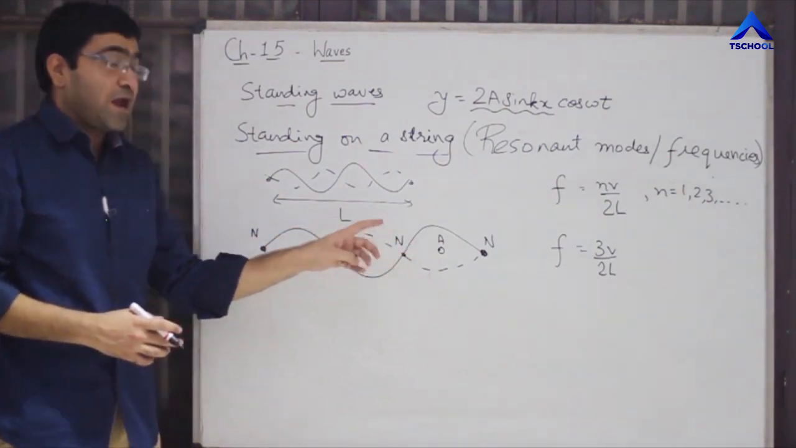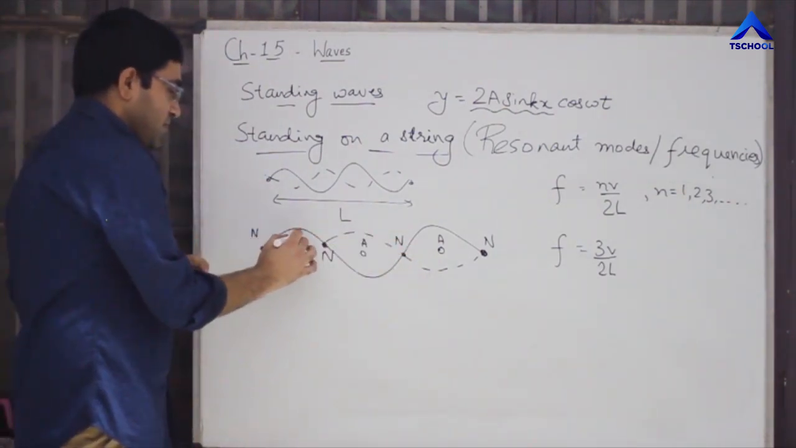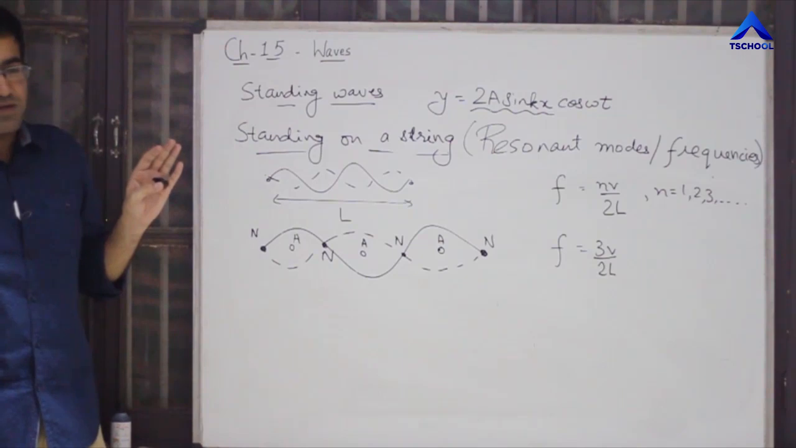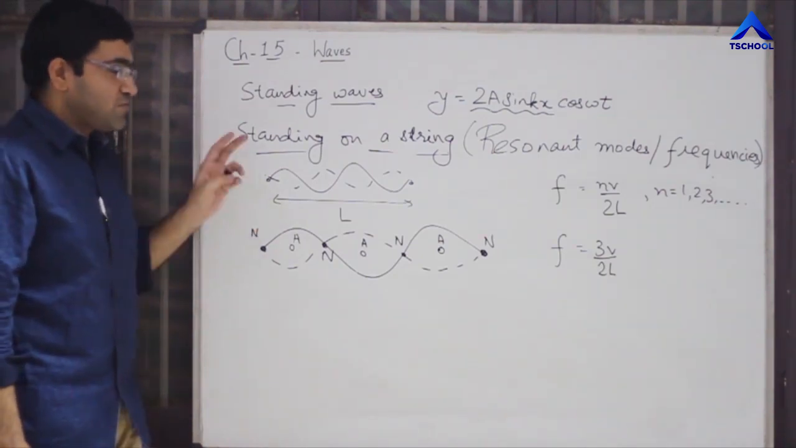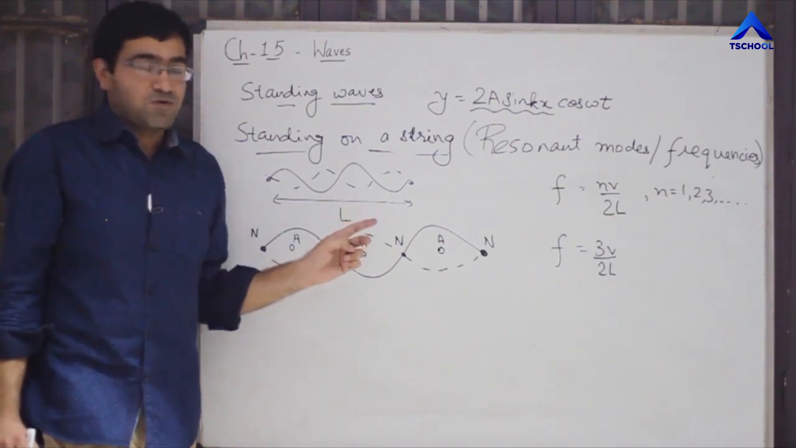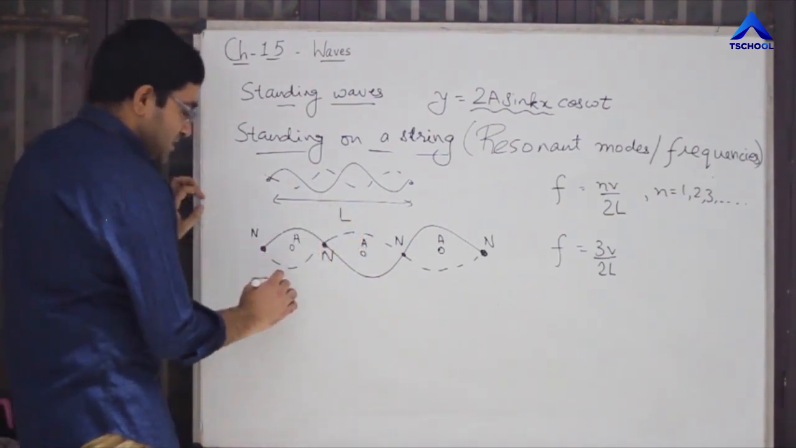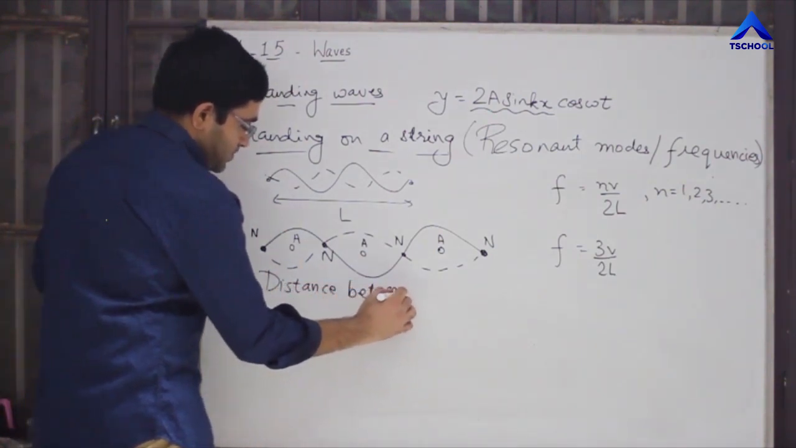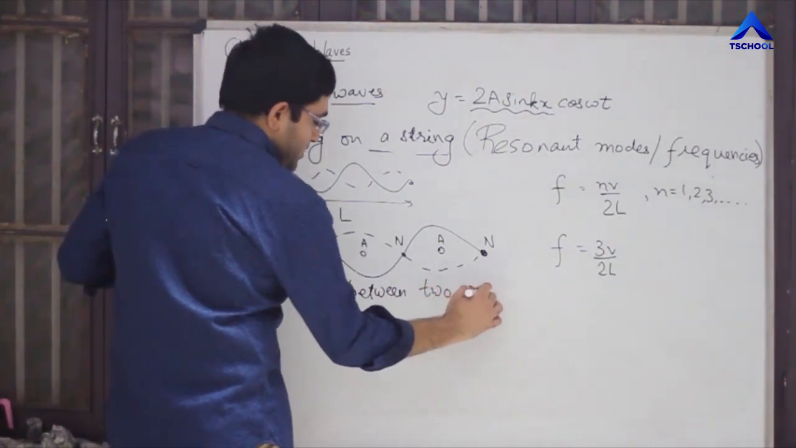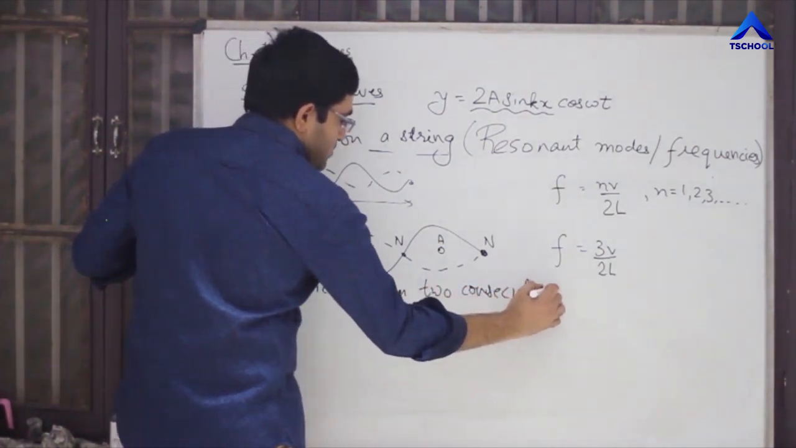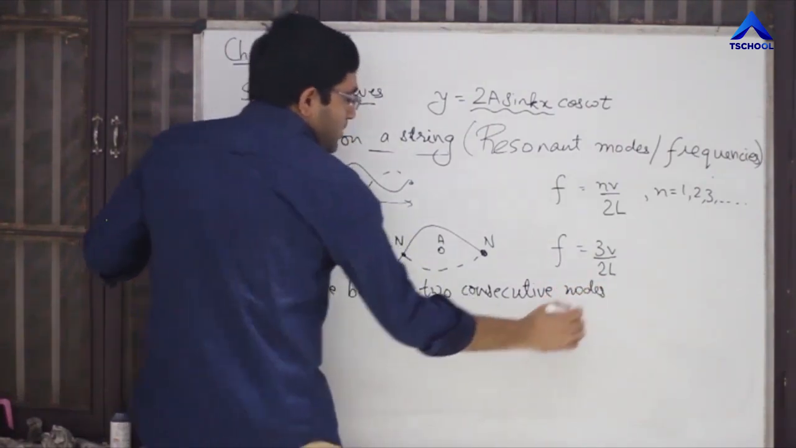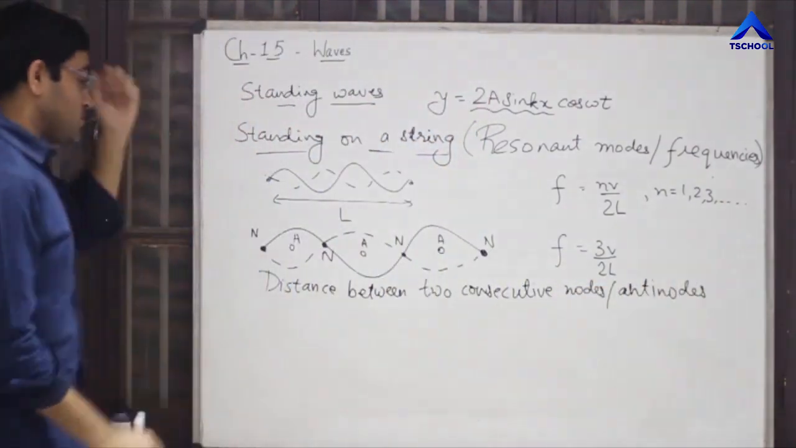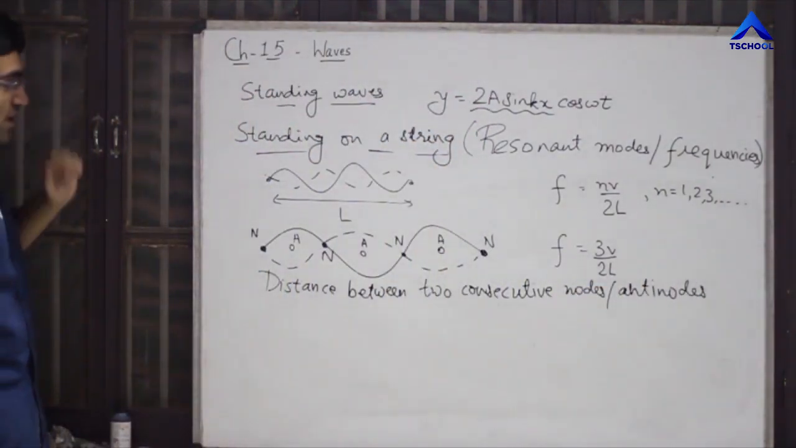Wherever that happens, the point becomes an antinode, and we also have an antinode here. So in this diagram, we see that there are 4 nodes and 3 antinodes. Between 2 consecutive nodes there is an antinode. Now you can also easily see the distance between 2 consecutive nodes, or antinodes for that matter. Let's see what's the distance between 2 consecutive nodes or 2 consecutive antinodes.